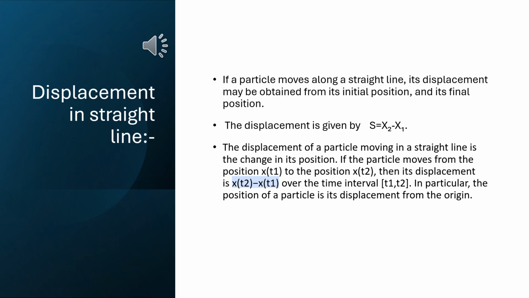Displacement in a straight line. If a particle moves along a straight line, its displacement may be obtained from its initial position and its final position. The displacement is given by s equals x2 minus x1. The displacement of a particle moving in a straight line is the change in its position. If the particle moves from the position x(t1) to the position x(t2), then its displacement is x(t2) minus x(t1) over the time interval t1 to t2. In particular, the position of a particle is its displacement from the origin.